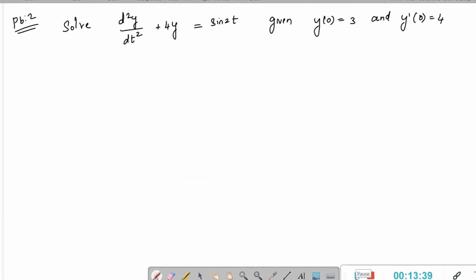Second problem: solve d square y by dt square plus 4y equal to sin 2t, given that y of 0 equal to 3 and y dash of 0 equal to 4.